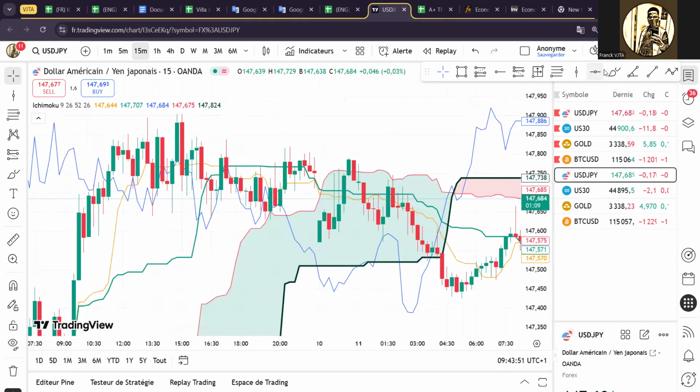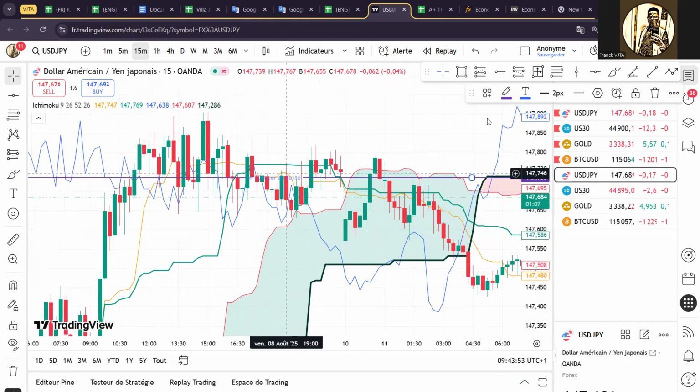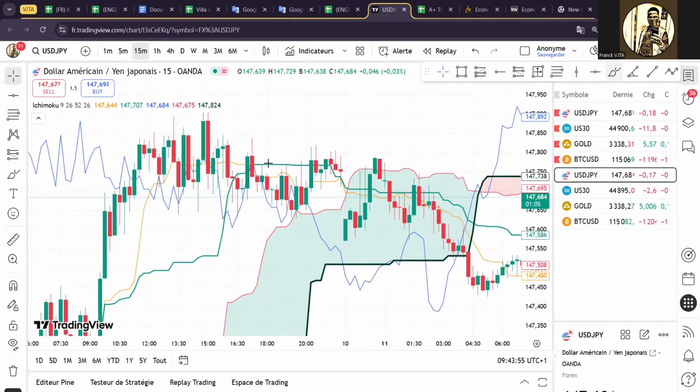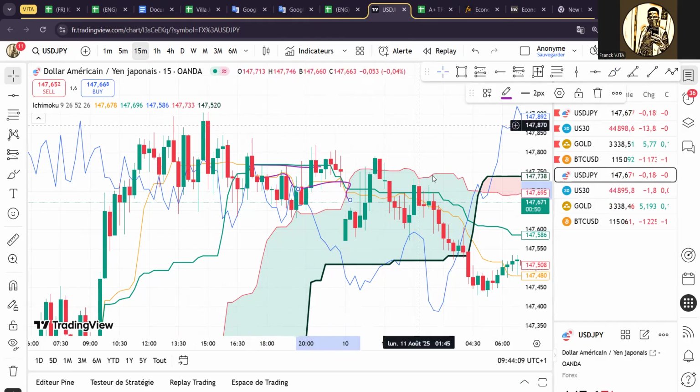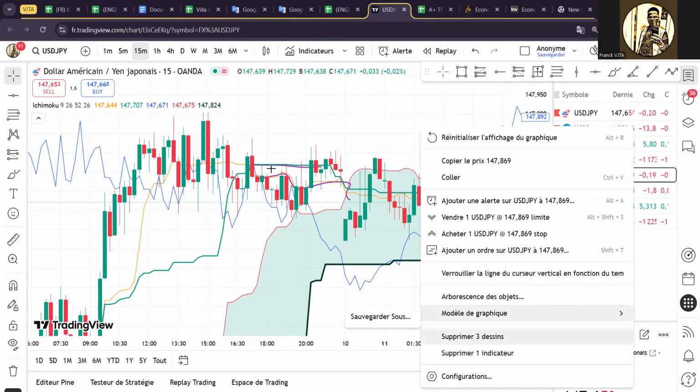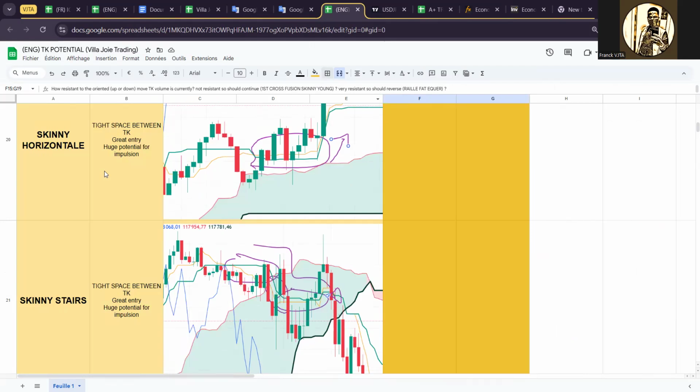This is, for example, a skinny. It is horizontally inclined, but sometimes it looks as if it goes up, while it's going down. And Kijun is going a little bit down also. You have this type of shape, horizontal but down at the same time. That's skinny. It is tight, so it's also a best time to enter.